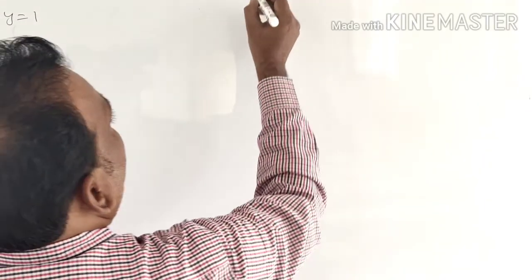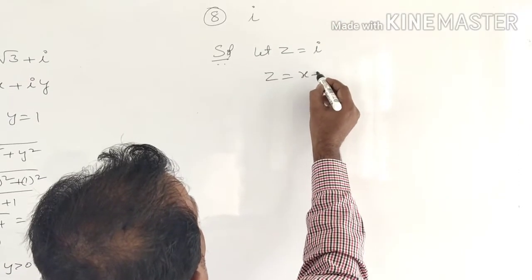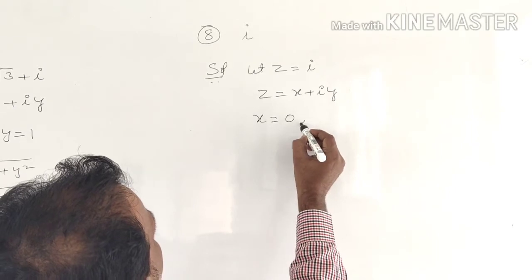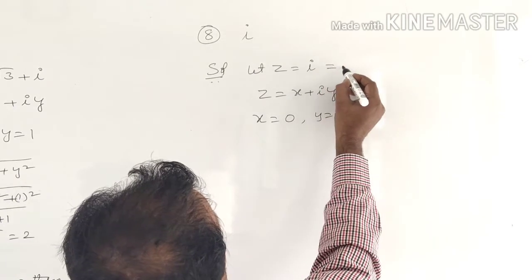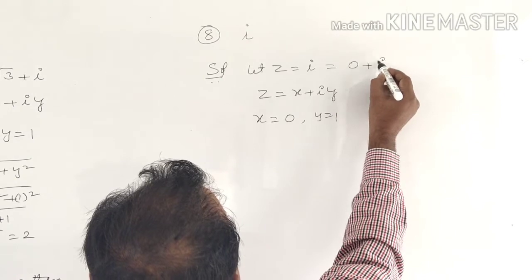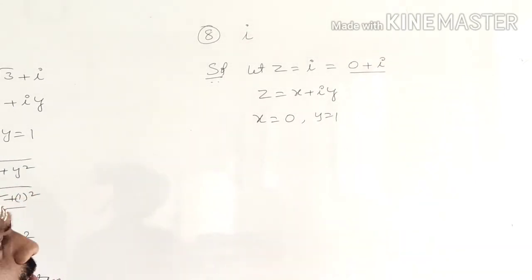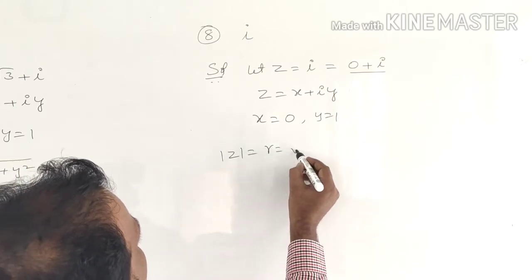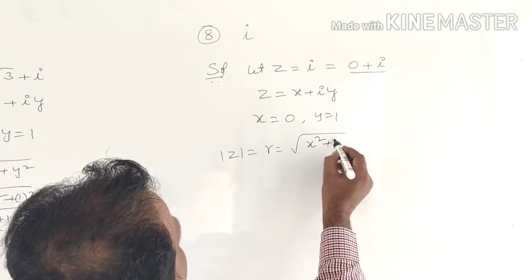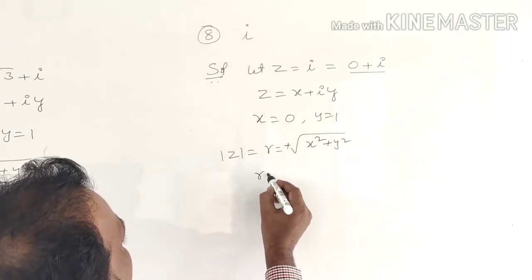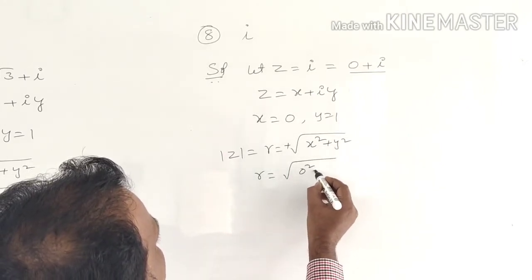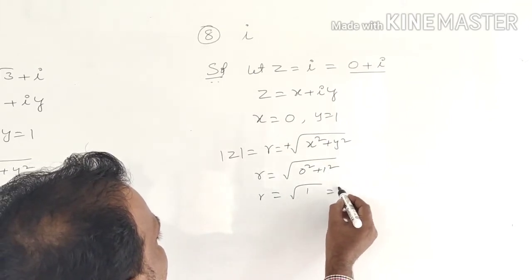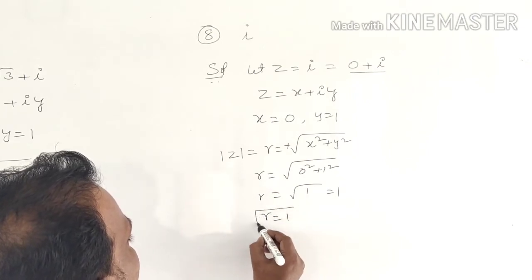Students, now we can compare, z is equal to x plus iy, x is equal to 0 and y is equal to 1. Why? Because I can write it as 0 plus i, converting into x plus iy format, correct or not? So mod of z is denoted as r, formula positive value of root of x square plus y square. So r is equal to under root 0 square plus 1 square, r is equal to under root 1, that is equal to 1. So r value we got is 1.